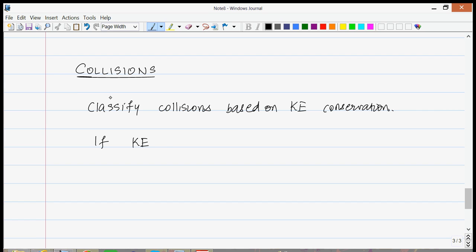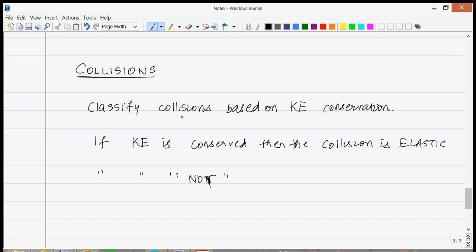If the kinetic energy is conserved, and I hope by this time you already know what is meant by the statement if kinetic energy is conserved. It means that the kinetic energy before the collision will be equal to the kinetic energy after the collision. So if kinetic energy is conserved, then the collision is elastic. And if the kinetic energy is not conserved, then the collision is inelastic.